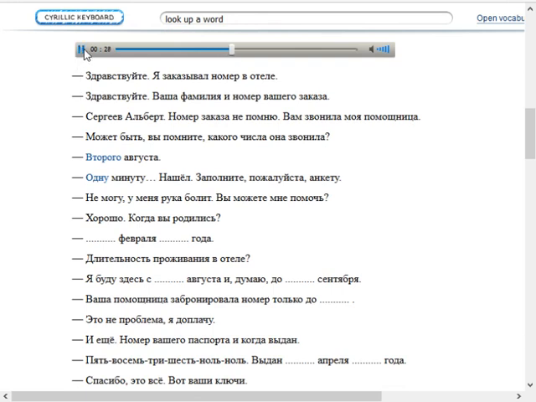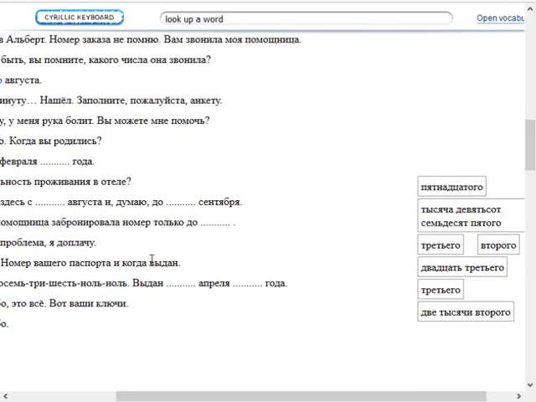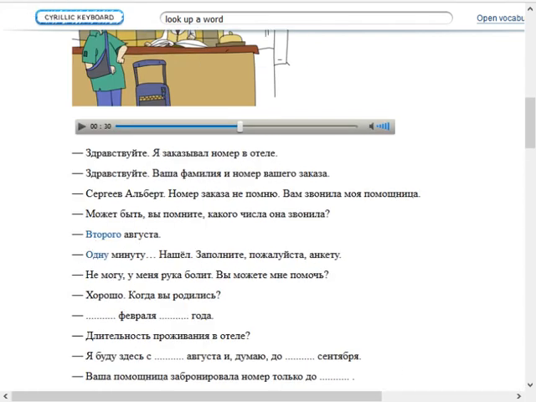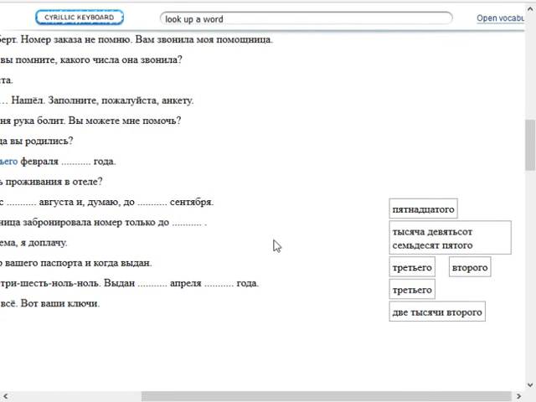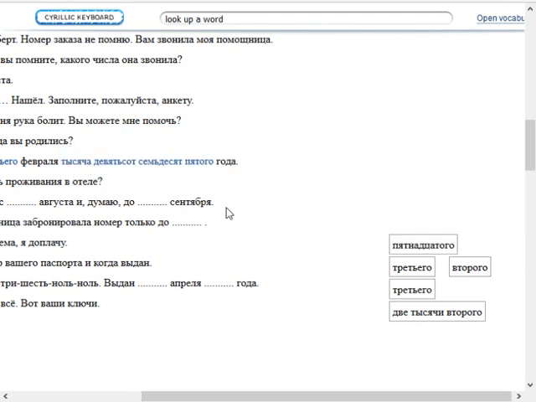23 февраля 1975 года. So that was his birth date. 23-го, so the 23 Fevralia. So the 23rd of February. And then he gave the year, which was 1900, so 1975. 1975th year, so 1975.